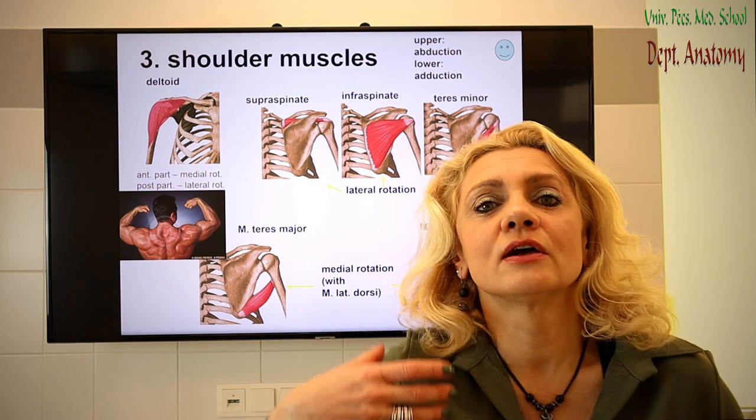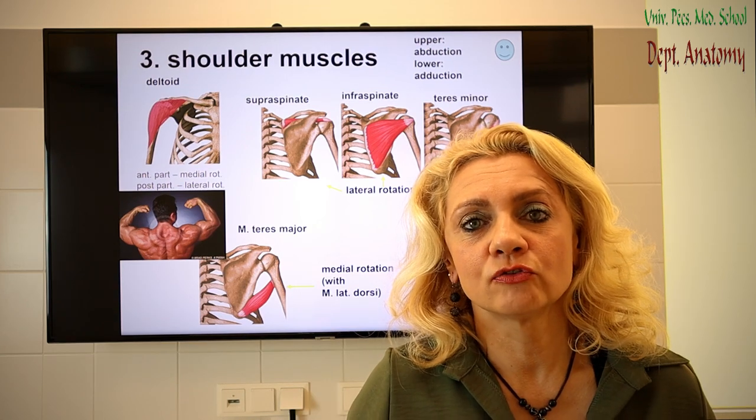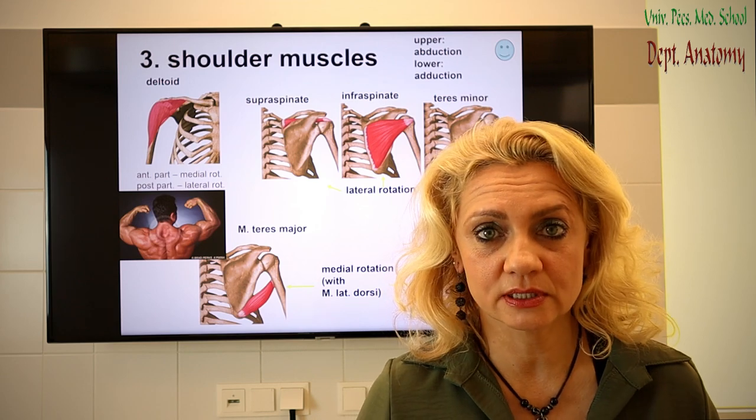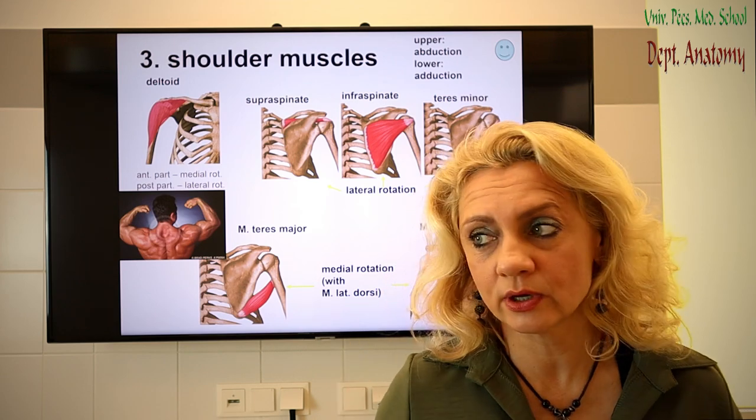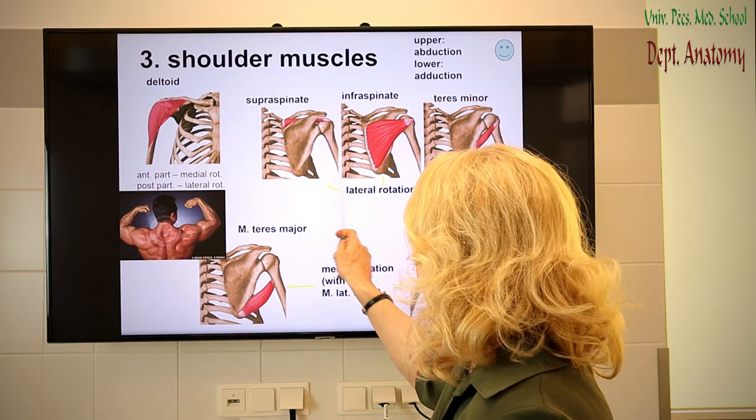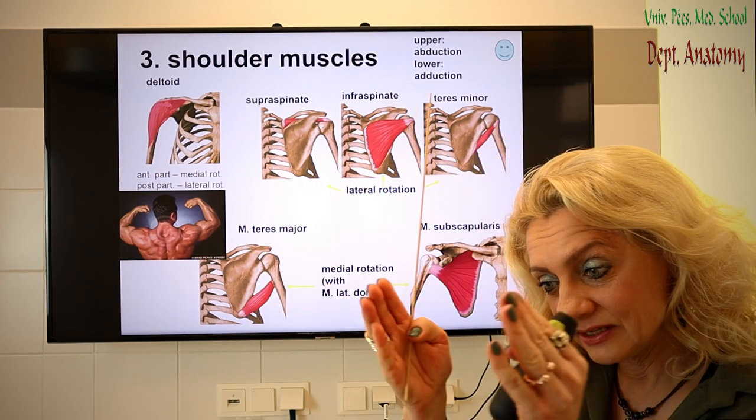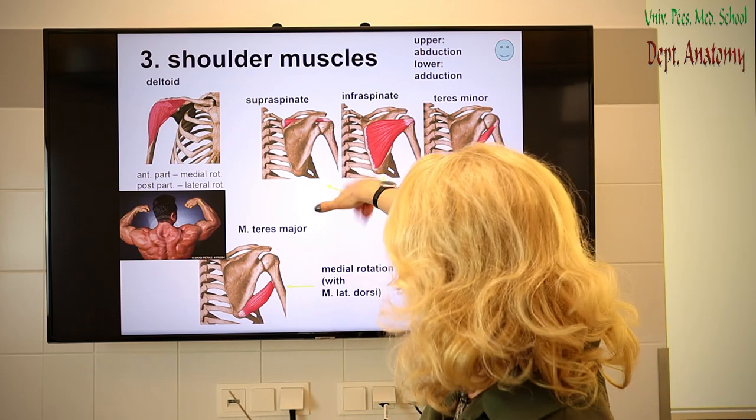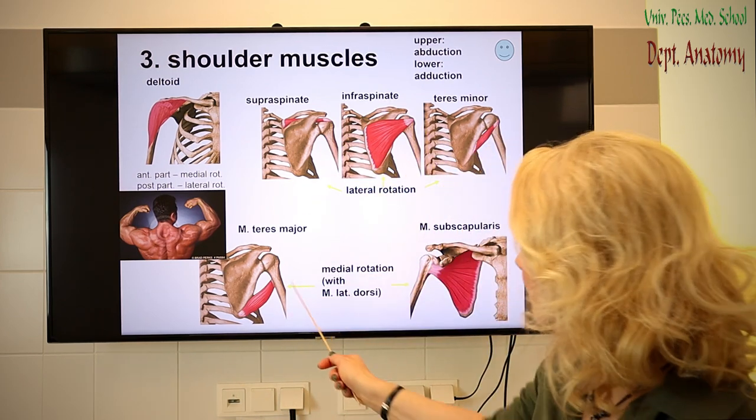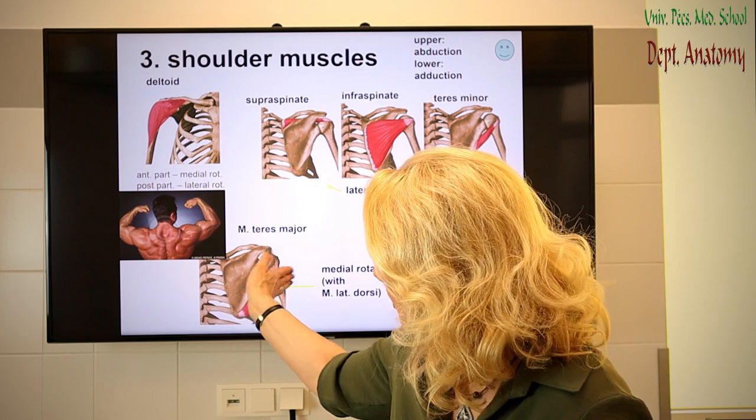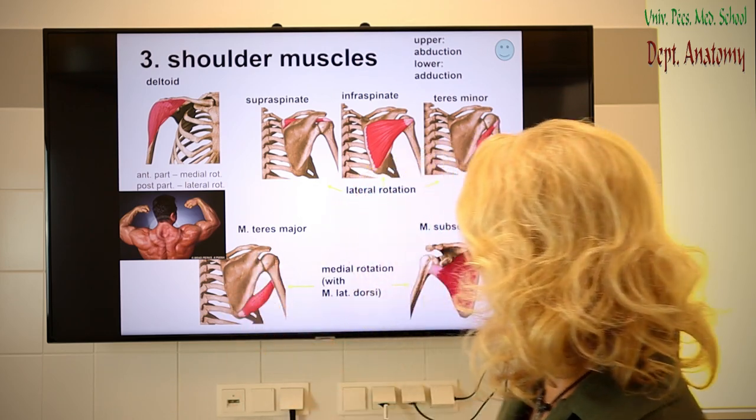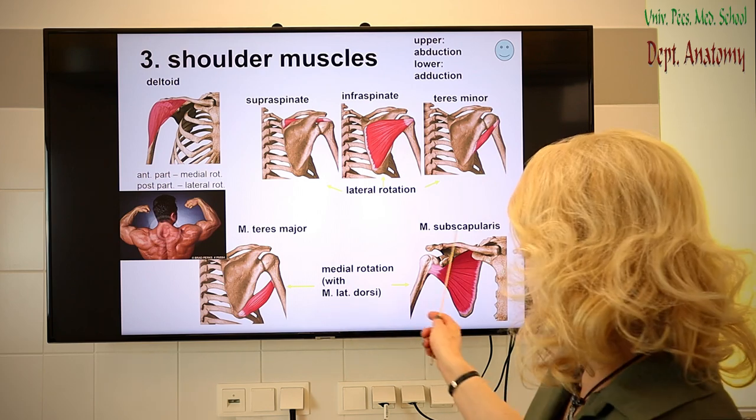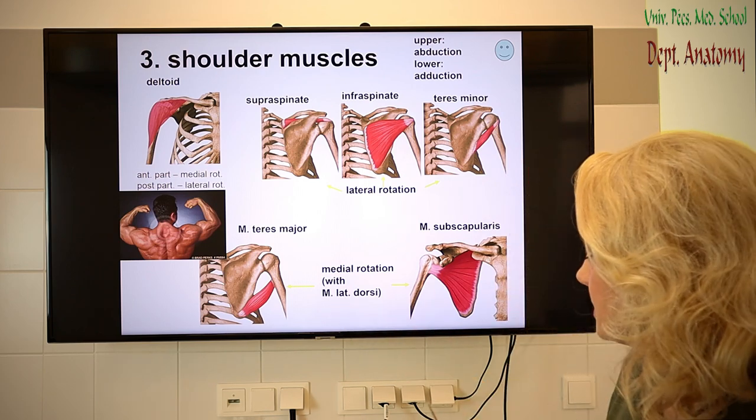These are actually logical to see. So the function shouldn't be memorized just from the tables given in the atlas or your book, but you should see how the muscle is running and try to imagine what happens if the fibers contract. Then you have lateral rotation. Those that go from forward to the humerus, they do medial rotation. So the teres major and the subscapularis muscle.